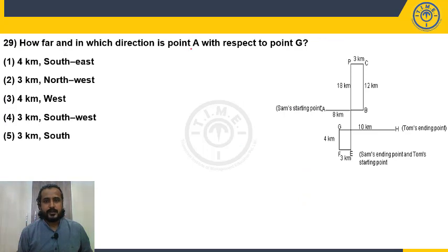How far and in which direction is A with respect to G? So A is here, G is here. What is this direction? East, west, north, south. A with respect to G means from G I need to look. So the arrow should be pointing like this from the base. So it is northwest. So my answer should be northwest. How many options are with northwest? Only one. Choice 2.